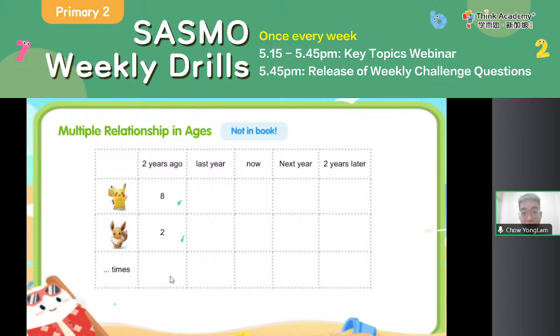Can you tell me how many times Pikachu's age is compared to Eevee's age? You see, 8 divided by 2 is 4, so it will be 4 times. How about last year? Then Pikachu will be 9 years old, Eevee will be 3 years old. What is the multiple relationship? Again, we try: 9 divided by 3 equals 3. Whoa, 3 times. You see, the multiple relationship changed.